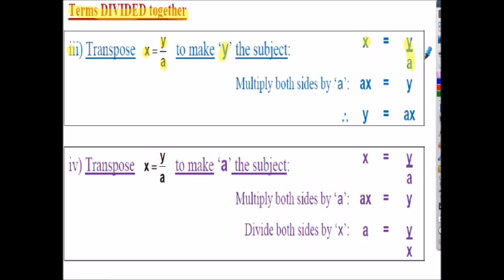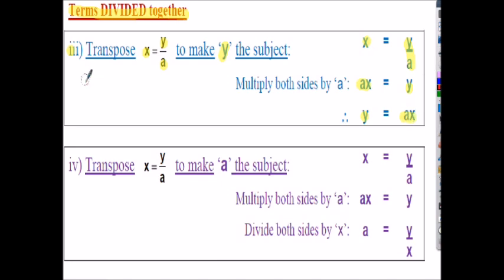So if the a in this case is dividing into the y, then the inverse operation is to multiply both sides by a. And that's what's happened here. I've got a multiplied by x is equal to y, and I just turn the equation around again to get the y on the left hand side is equal to ax.